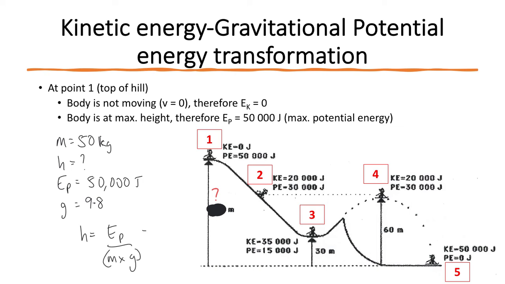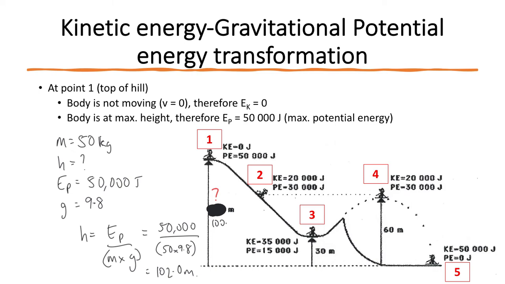Remember to put that in brackets. So that will be 50,000 over bracket 50 times 9.8, which will be equal to some value very close to 100. Okay, 50 times 9.8. And he's at 102.0 meters. Right. This value is actually 100 meters because they're using 10 instead of 9.8 for that one there. But doesn't matter. All right. So that's the idea. He's got a lot of potential energy at the top.